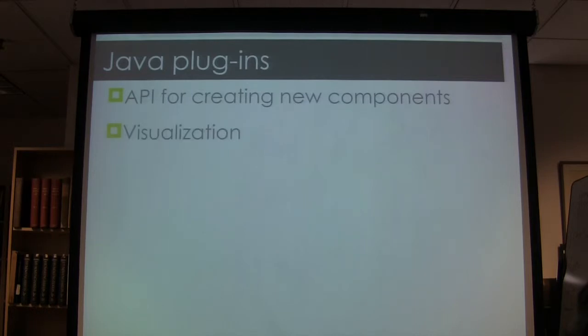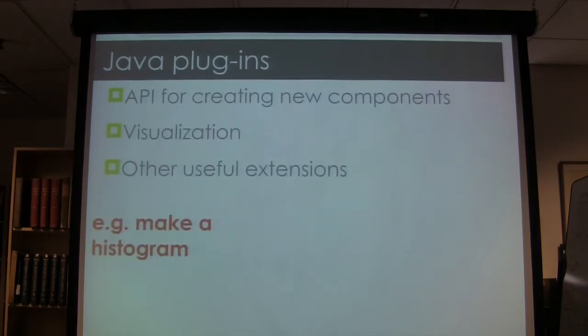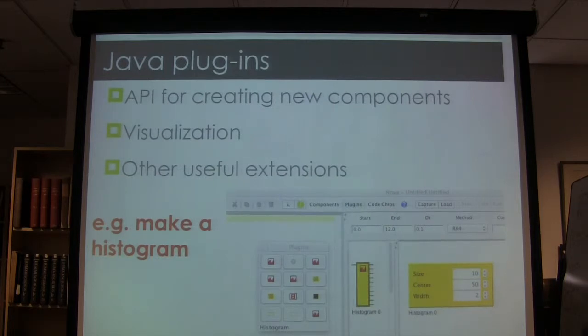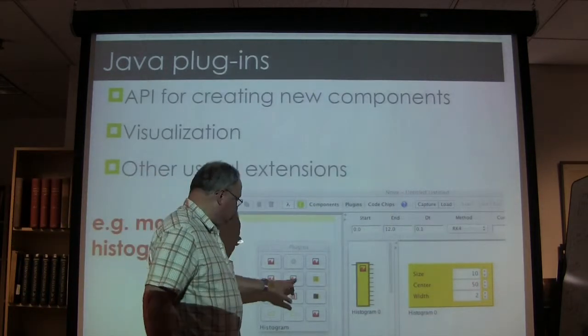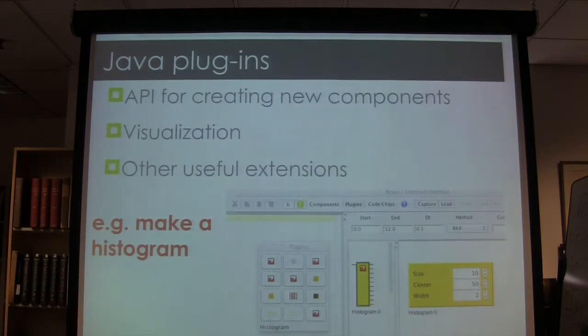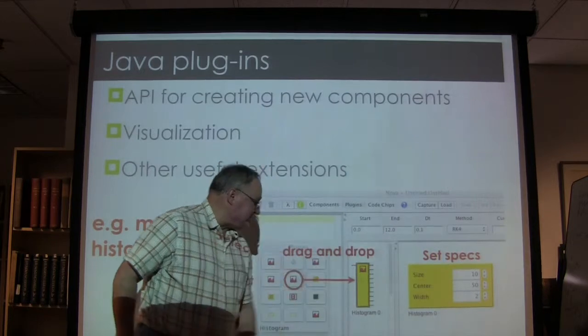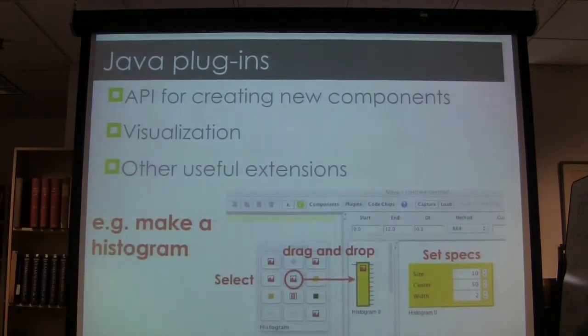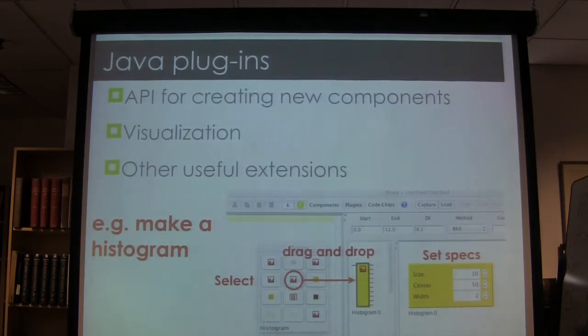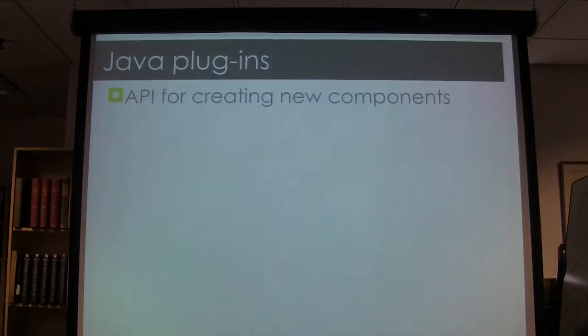We also have what are called Java plugins, which help in visualization. For example, if you want to make a histogram, you go to the plugin menu, choose the histogram, and drag it out. You set the specs of the histogram, and then you connect up the data you want to come into it. This is all menu driven, so you don't have to know how to code in JavaScript to do all this.